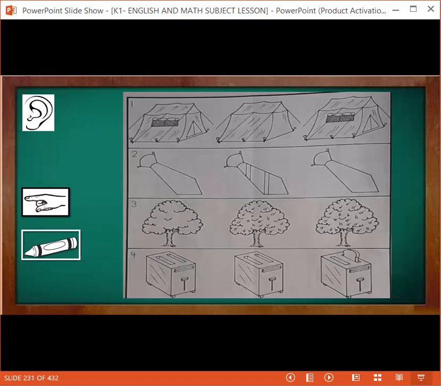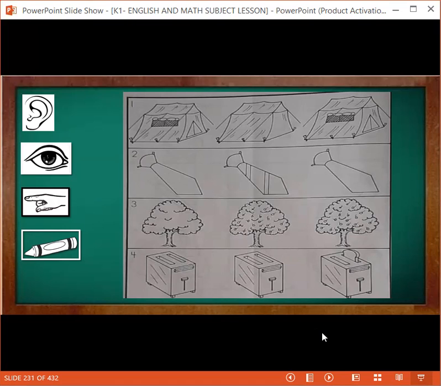Okay, next one. In your page 5, oh, this is now page 5. On page 5, I want you to listen to teacher and I will tell the name of each picture. On the first row, you will see here the tent. While on the second row, tie. While on the third row, tree. While on the fourth row, toaster. Okay, all of these pictures sound T, T, T.